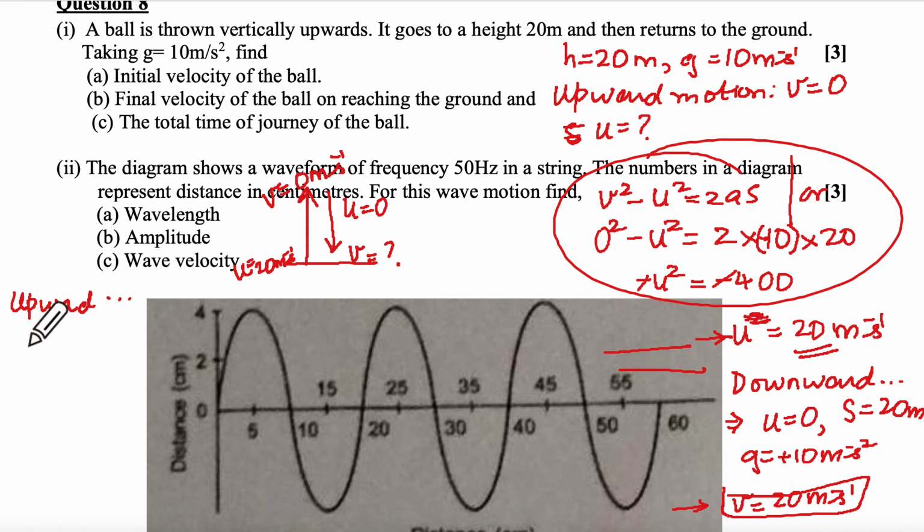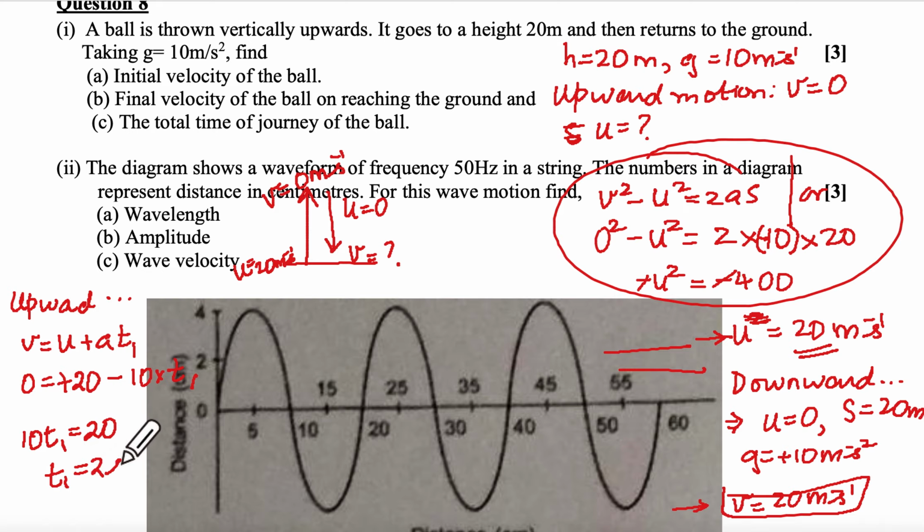So for the upward journey, v is equal to u plus at, correct? So v is equal to 0 equal to 20 minus 10 into t. This will be t1. Okay? Hello? Yes, ma'am. 1 minute. Why did I put minus here? It is plus only. It should be plus. Okay, so 10 t1 is equal to 20. So t1 is equal to 2 seconds.